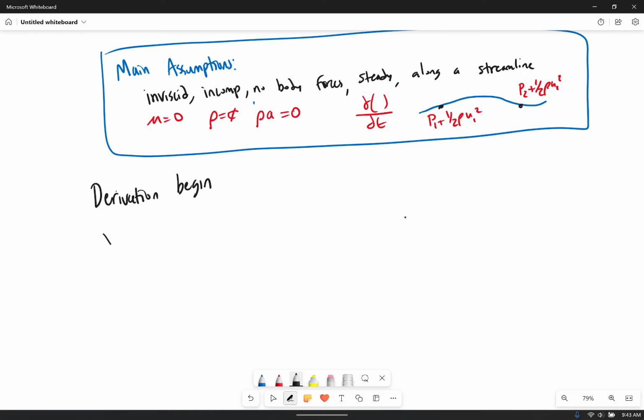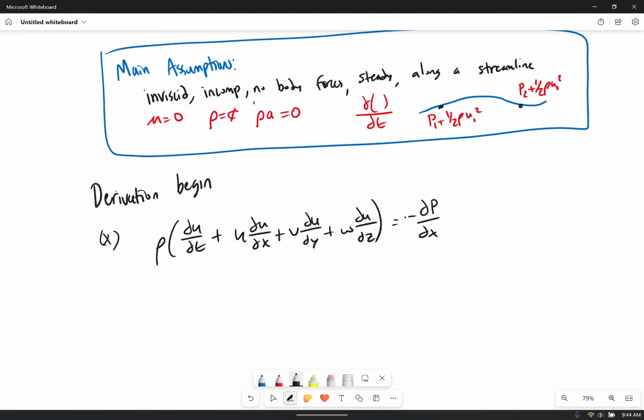So we'll do this for the x direction. Why? Because it doesn't honestly matter too much. It's more or less the same equation each time. And we'll have our density times du dt plus u du dx plus v du dy plus w du dz is equal to negative dp dx, be very careful with this, plus our viscosity times the second derivative of our x component velocity in the x, y, and z directions.